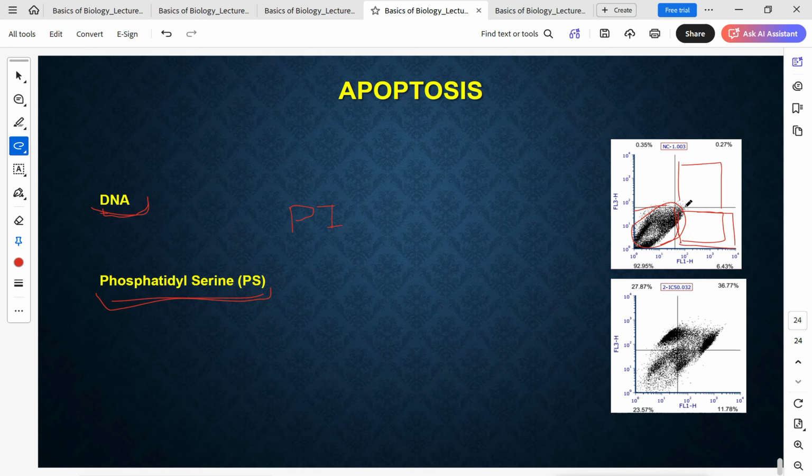The ones in this quadrant are late apoptotic cells because they have very high PI and very high annexin 5. The ones here have very high PI but not enough annexin 5 because the plasma membrane starts to disintegrate. So these are essentially dead cells or debris. Okay.